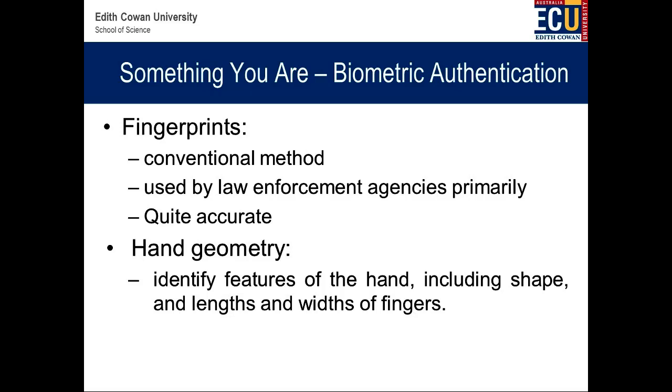Fingerprints is another example of a static biometric mechanism. It is a very conventional method. It has been available for years. It is used primarily by law enforcement agencies, and it is quite accurate. But the problem with fingerprints is they can be replicated. Next is your hand geometry, your entire hand. It identifies features of the hand, including the shape and the length and width of your fingers.